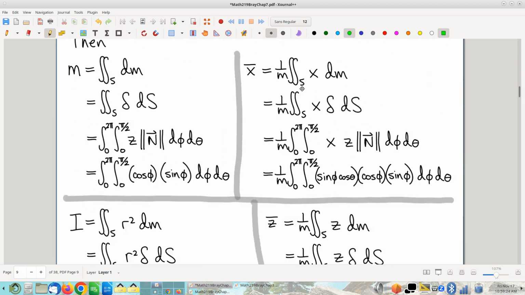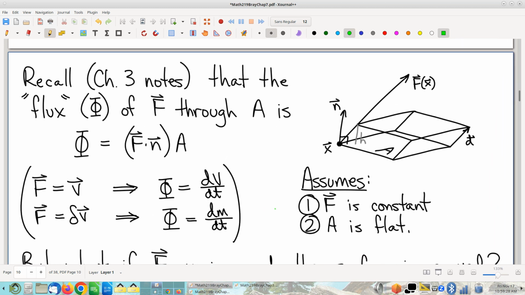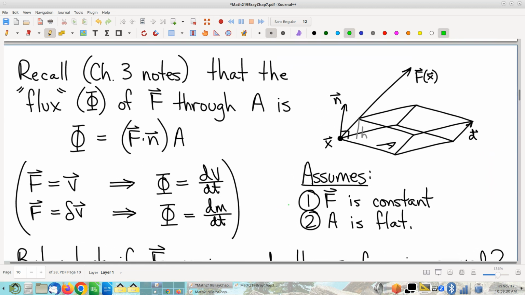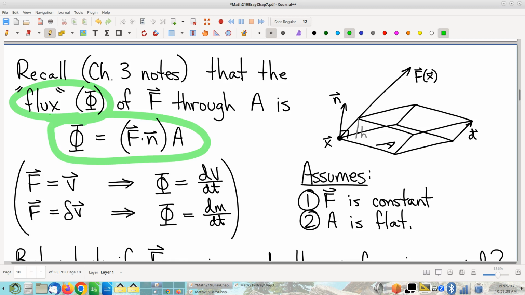All right, let's see here. Moving along. So our next application, adding stuff up over surfaces. Another thing that we've computed over surfaces was flux. Flux is computed by this formula, and it has various interpretations. Here's the big two that we've talked about so far.